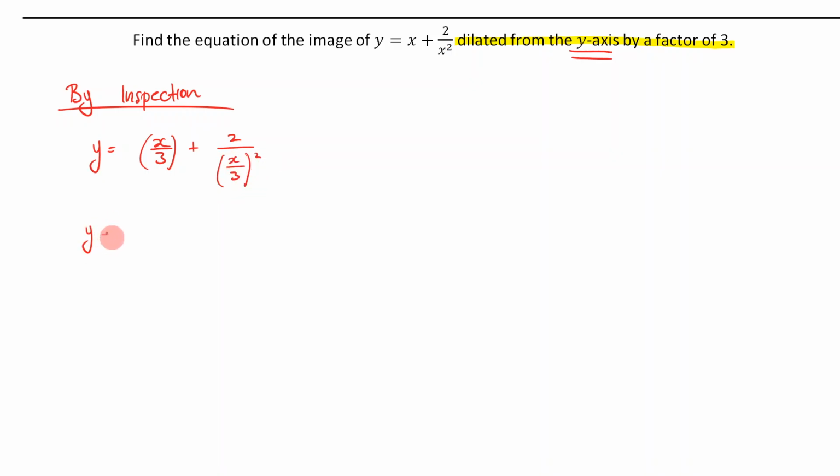So that means I'm going to get y is equal to (x/3 + 2) over x²/9. Remember, once you've got something divided by a fraction, the denominator just gets multiplied up to the top numerator here. So we're going to get x/3 + 18/x². And just like that, we're done.